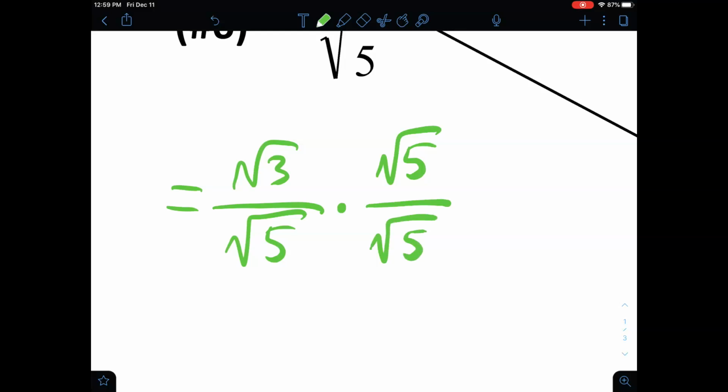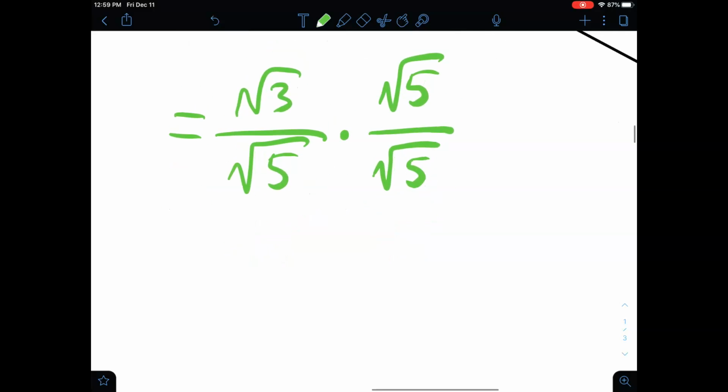And why can we do that? Well, what's the square root of 5 divided by the square root of 5 going to be? This just equals 1, right? That just equals 1. So we're not actually changing the problem by multiplying by 1. But it's going to help us simplify the problem here.